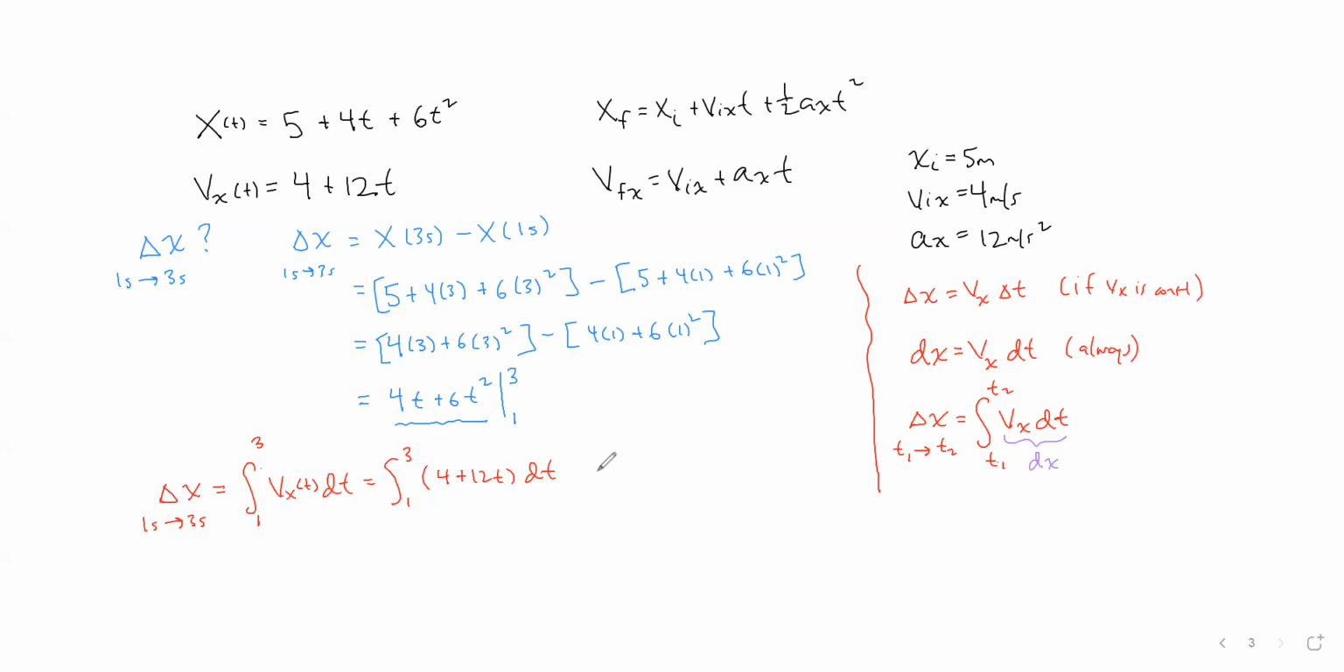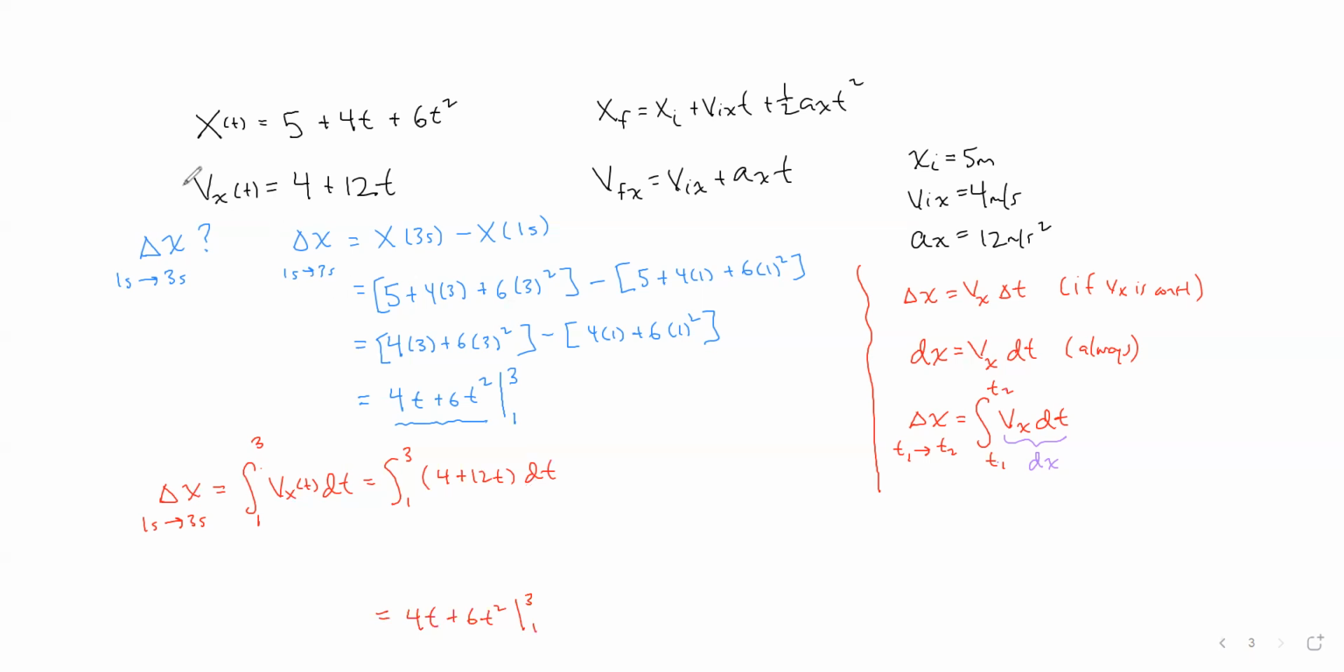Now, I know what this should turn out to be. This should turn out to be the expression for the displacement that we already obtained, namely 4t plus 6t squared evaluated from 1 to 3. So if someone asks me to integrate this function, I need to figure out how to end up with the correct answer. You end up with the correct answer by applying some rule to this polynomial function.